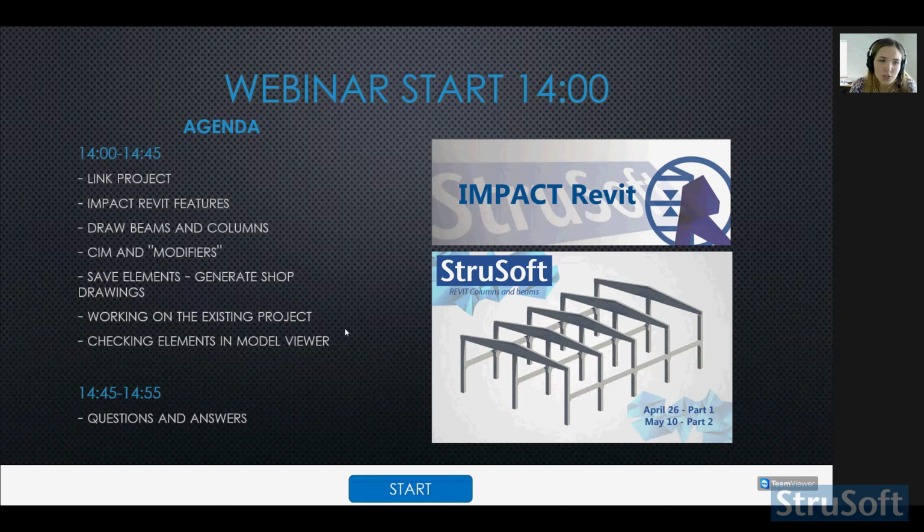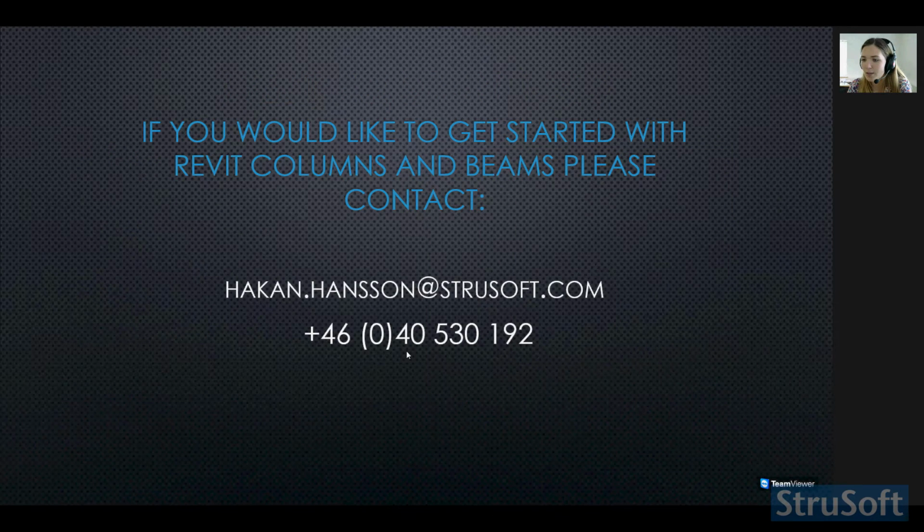Today's agenda is actually to link the project and look at Impact Revit features. I will explain several features. This will be a short introduction about the columns and beams, and we will go through the casting materials, connections, modifiers. Then we will save some elements. We will try to work on the existing project that we, for example, received from the architect. And we will check elements in the model viewer.